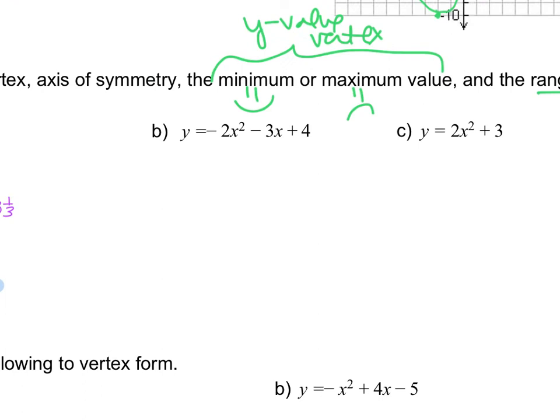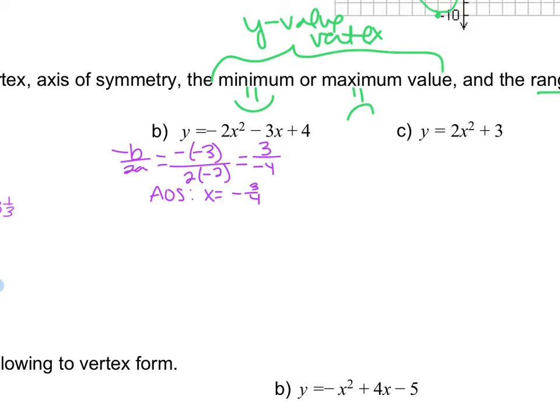Same thing on the next one. We've got negative b over 2a, so that would be negative 3 over 2 times negative 2. Yay, we get some more fractions. So that would give me positive 3 over negative 4. So our axis of symmetry would be x equals negative 3/4.